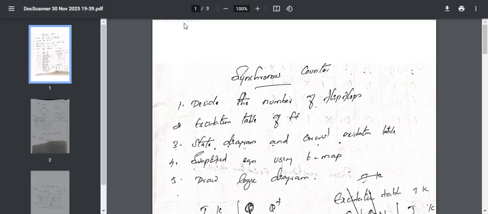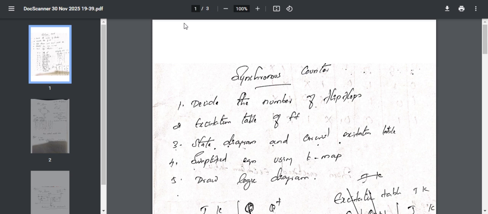So today's topic is synchronous counter, design of synchronous counter. We can design a synchronous counter with the help of flip-flops. There are four types of flip-flop: SR flip-flop, JK flip-flop, T flip-flop, and D flip-flop. You can use any one of the flip-flops to design a synchronous counter, or you can design an asynchronous counter also. Today we'll discuss the design of synchronous counter.